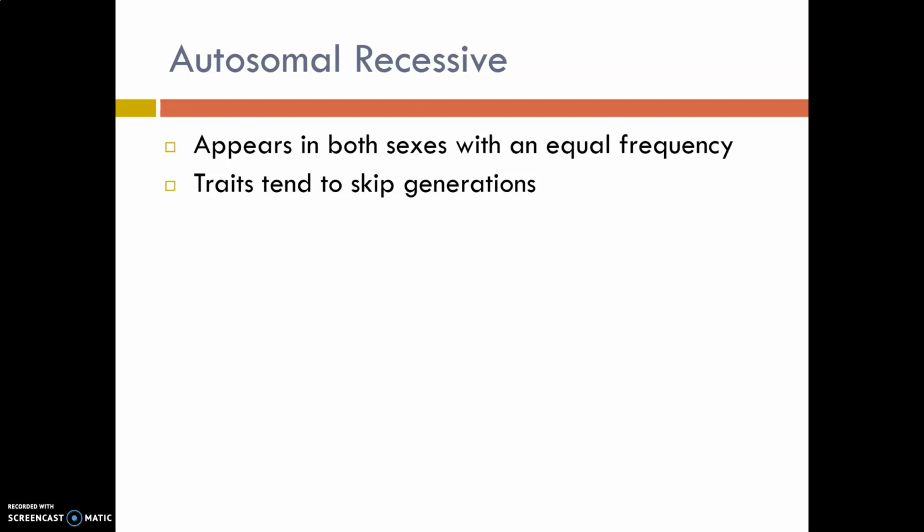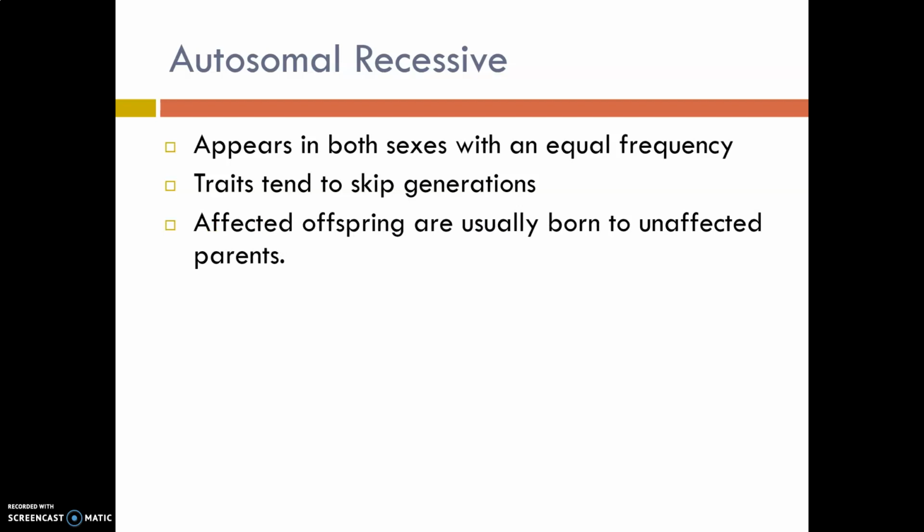So you might see affected parents, then some unaffected children in generation 2, and then maybe some affected grandchildren in generation 3. So it looks like it skipped that second generation. Now, affected offspring are usually born to unaffected parents in an autosomal recessive pedigree. So generally those parents are going to be a carrier, one or both of those parents could be a carrier for that particular trait and pass it on to their offspring, even though they don't show that they're affected by it.